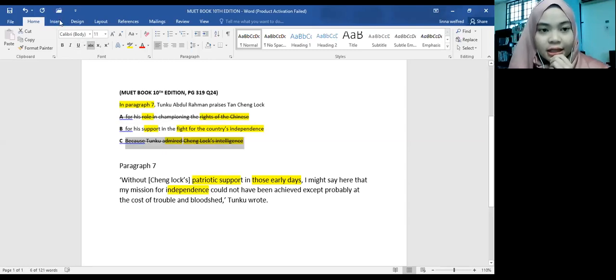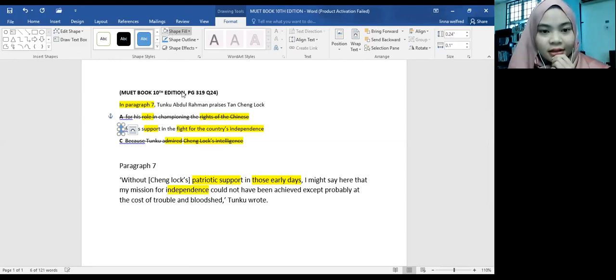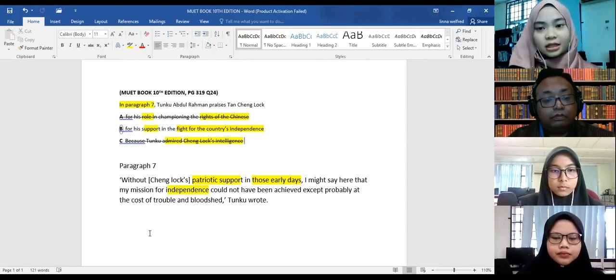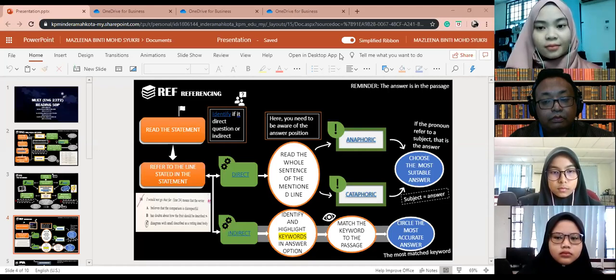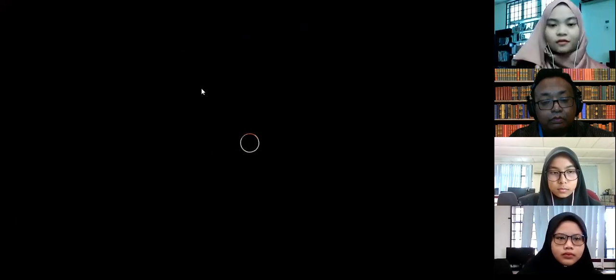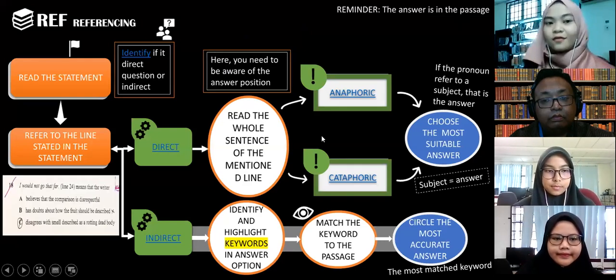So clearly the answer is B. Okay, so the answer is B. That is the way you can answer the reference questions. This is the step by step of our REF SOP for referencing questions. That's all from me. Thank you.